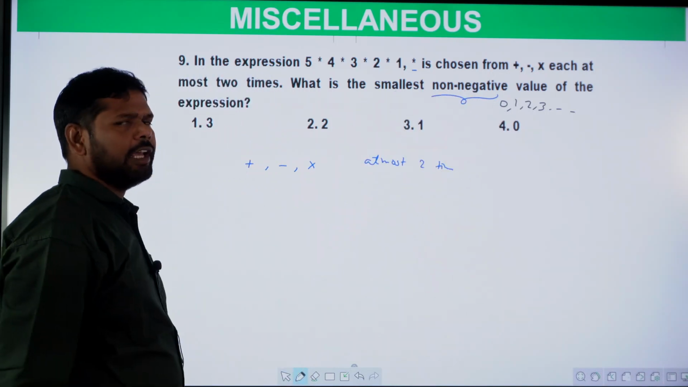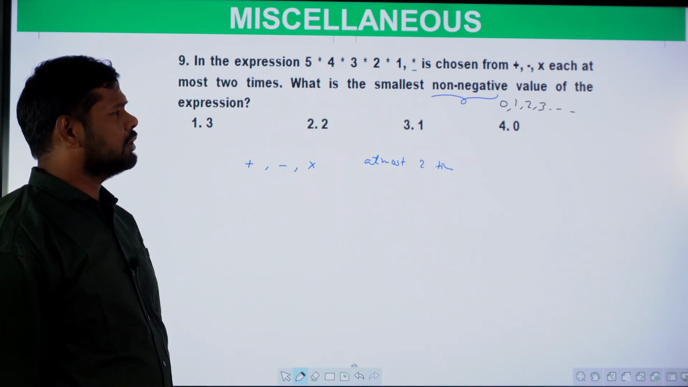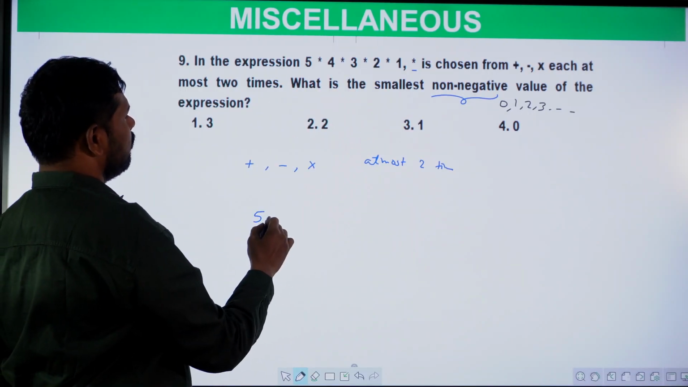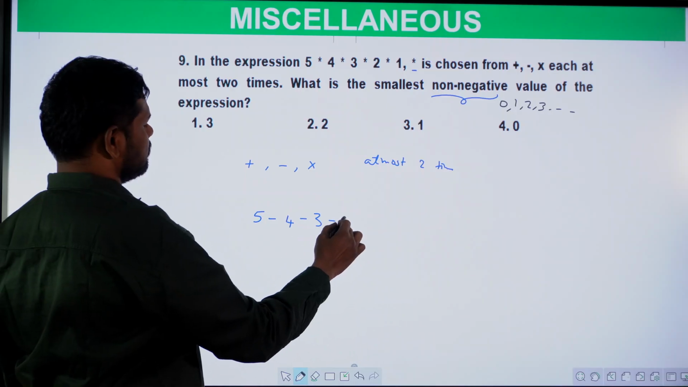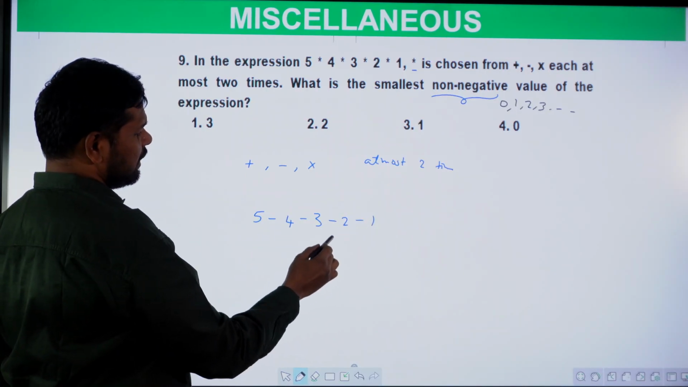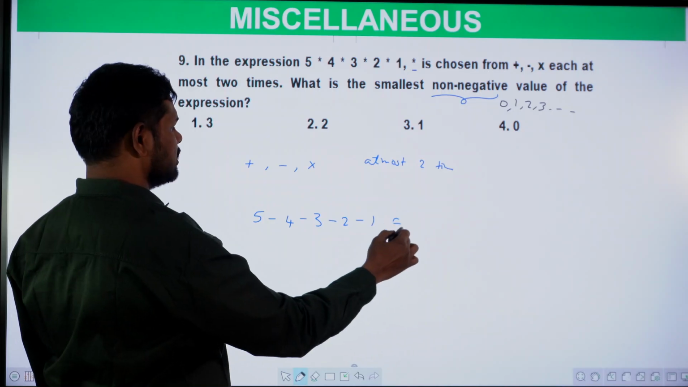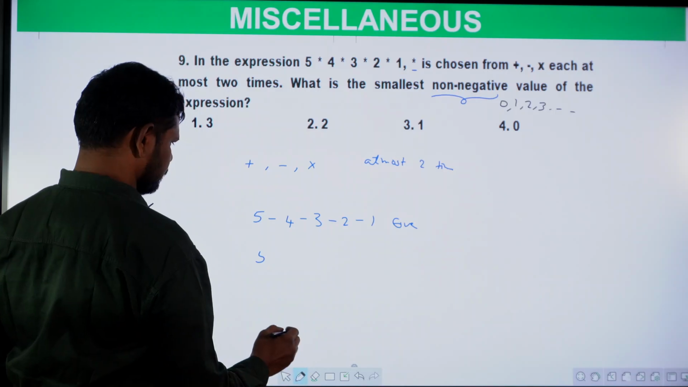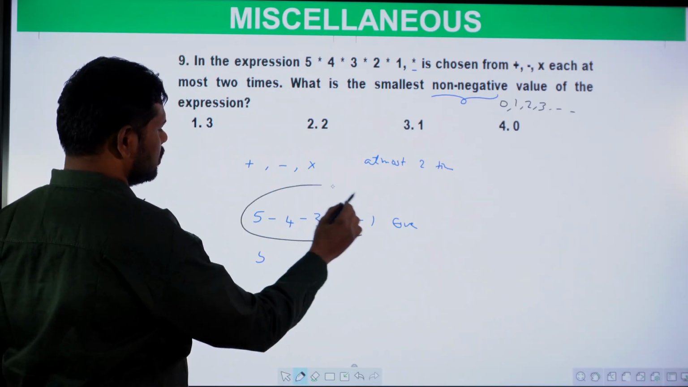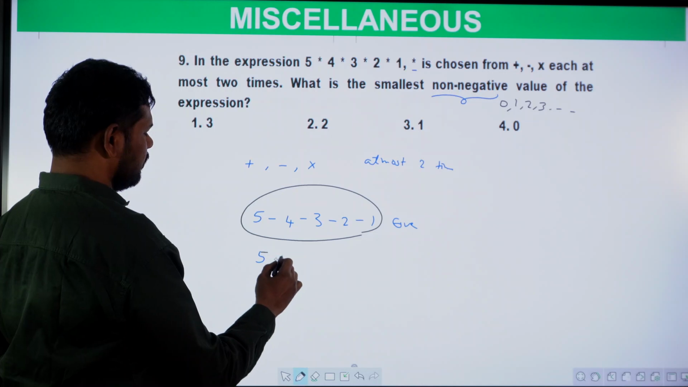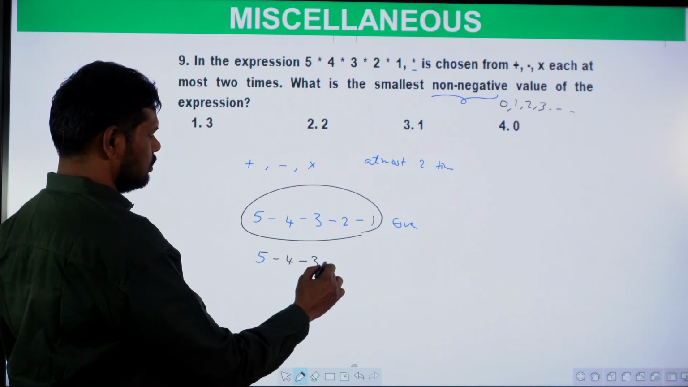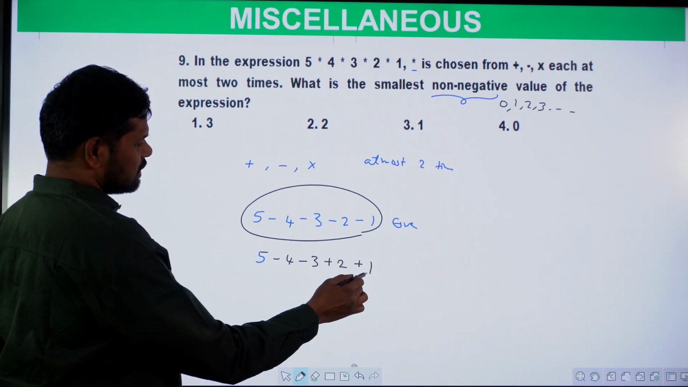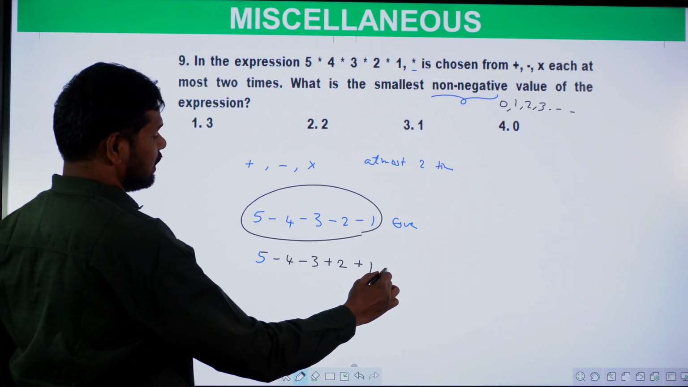So just observe, whenever you get 0, that is the answer. If 0 is not there, then 1, 2, 3 are the answers. Try with minus: 5 minus 4, again minus, 3, 7, 9, 10, it will come into negative numbers. So it is not possible, because here we used the minus symbol more than 2 times. So 5 minus 4 minus 3, now plus 2 plus 1: 5 plus 2 is 7, plus 1 is 8, minus 7 is 1, we get 1.